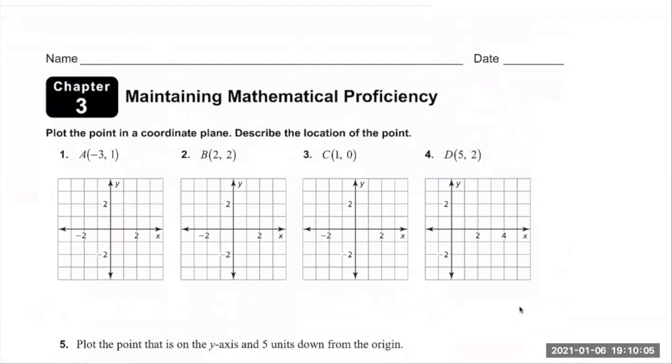So for this first section, we're plotting the point in a coordinate plane. Describe the location of the point. So all that means, big fancy words, all this mumbo jumbo, we're simply saying that we're going to put those numbers onto the number line or onto the graph and then describe where it is on that graph by saying the quadrant number.